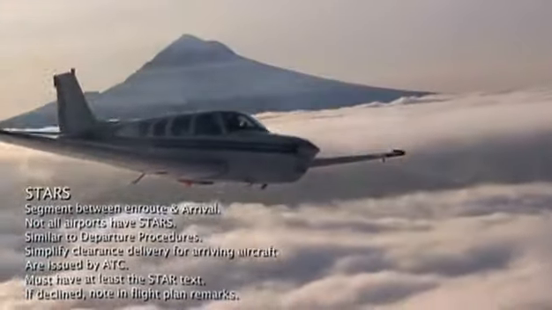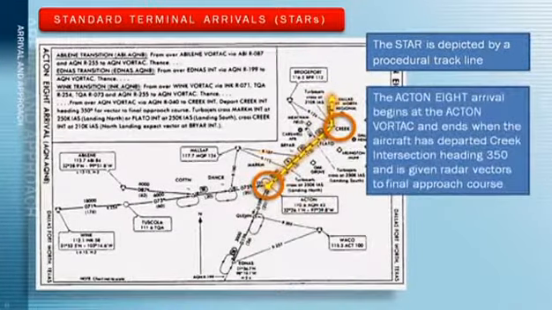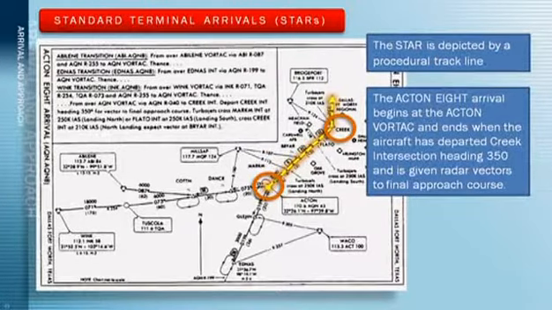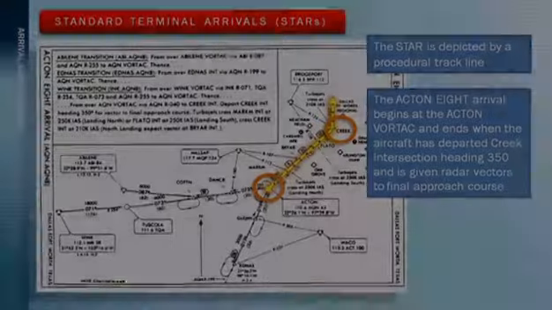Here's a star close up. This dark line signifies where the star begins. It starts at the Action VOR and ends at the Creek intersection. After Creek intersection, ATC will vector you to the airport.